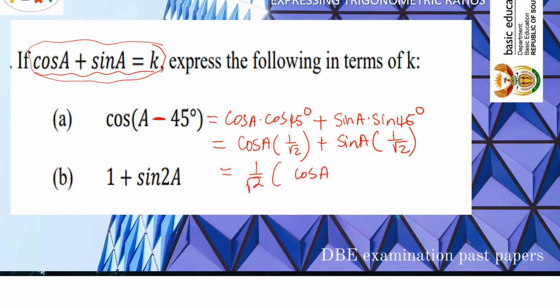We are left with cos A plus what? Plus sine A, right? Very interesting question. Look at this now. We are done. Cos A plus sine A, it's what? Given information. Cos A plus sine A is k. Then we can simplify. It's going to be k over root 2. So we have expressed our first expression, cos(A minus 45), in terms of k. It is k over root 2. Okay.